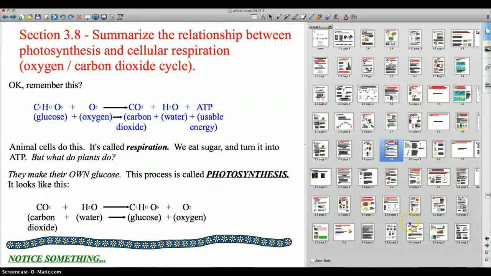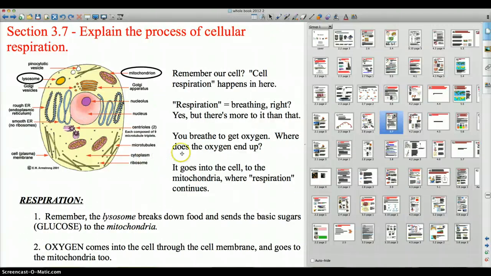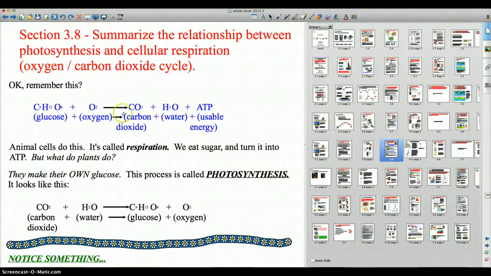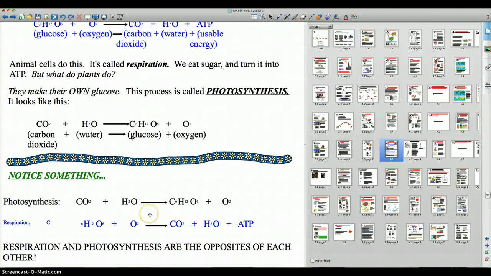3.7. Know cell respiration. Cell respiration: glucose plus oxygen makes carbon dioxide, water, and usable energy. The usable energy is the energy that all cells need. All cells do cell respiration. Cell respiration is the opposite of photosynthesis. What photosynthesis makes, cell respiration needs, and what cell respiration makes, photosynthesis needs.